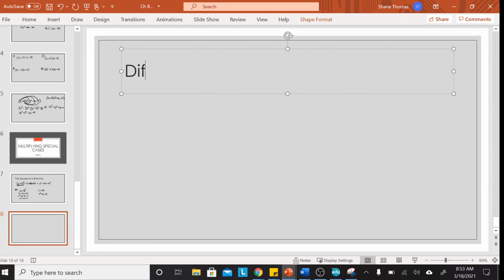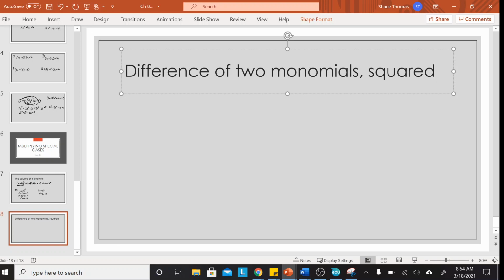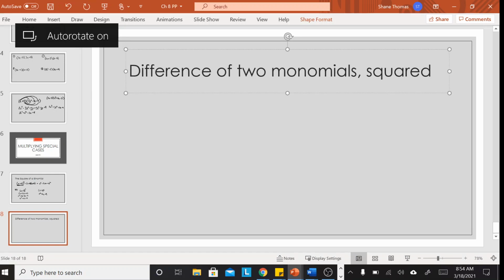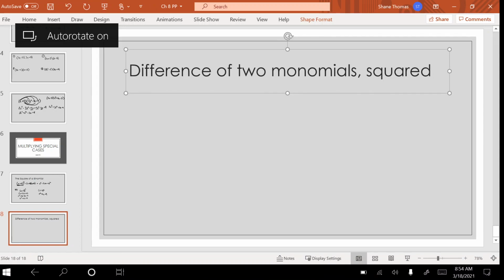Okay? This one is the product of a sum and a difference of two monomials, squared. What we'll find out later, this will be the difference of two squares, really. We just kind of trim the words.